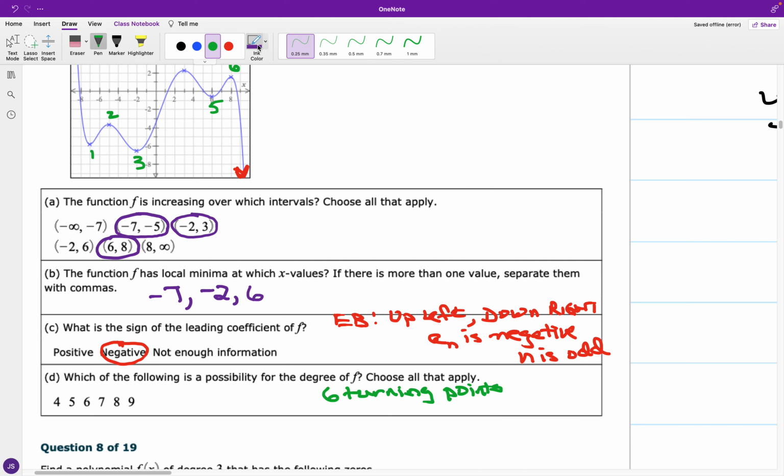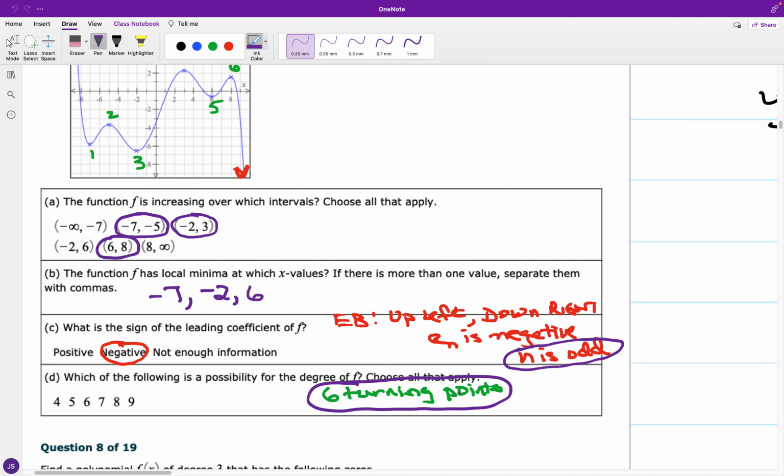Okay, so just coupling with what we have earlier, you have n is odd, and we have 6 turning points. And again, the degree is going to be an odd value that is more than the number of turning points. The degree can never be less than the number of turning points. It's only going to be higher.